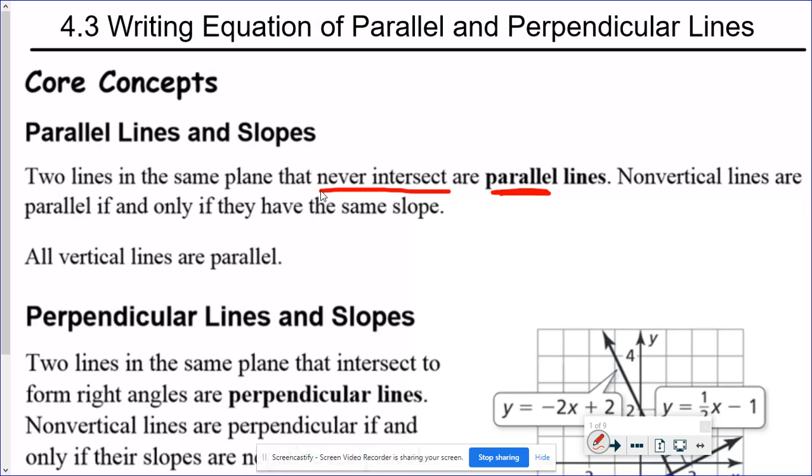So we also have a symbol for parallel. If you don't want to write out that word parallel, I am perfectly fine with that symbol. It looks kind of like an 11 that gets slanted a little bit. We use that symbol in geometry quite a bit.